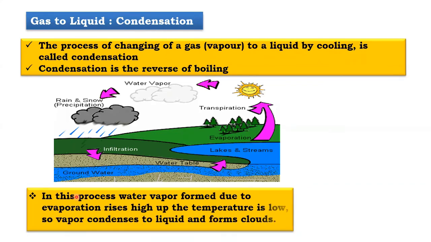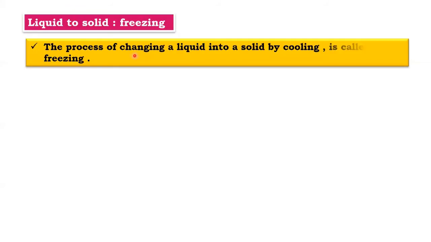See what we have is, in this process, water vapor formed due to evaporation rises high up. The temperature is low, so the vapor condenses to liquid and forms clouds. It's the same thing that I've already explained to you. Moving on, आगे देखते हैं. The next one is solid to liquid to solid, that is called freezing, sometimes also referred to as solidification.